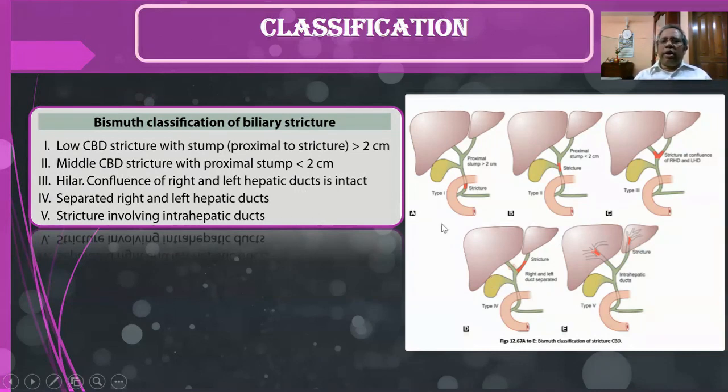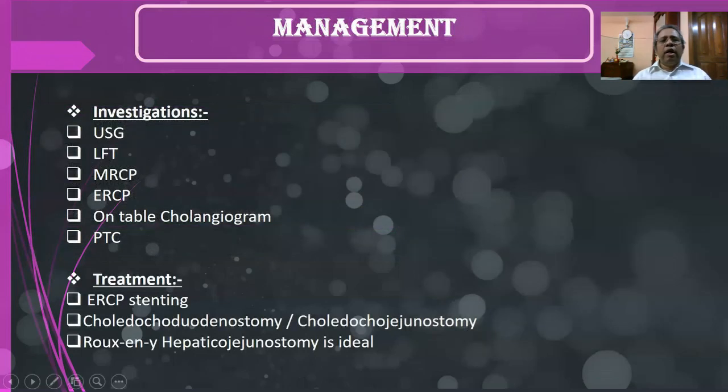These are not required for the undergraduate students. These are required for the postgraduate students. So investigations are more or less the same: ultrasonography, LFT, MRCP, ERCP, on-table angiogram, and PTC.